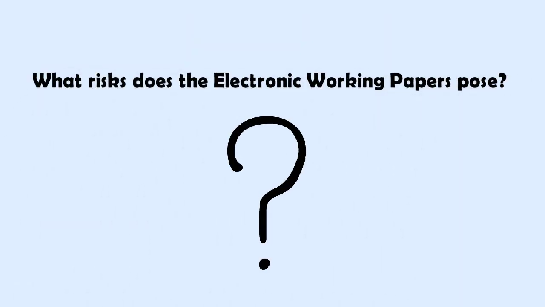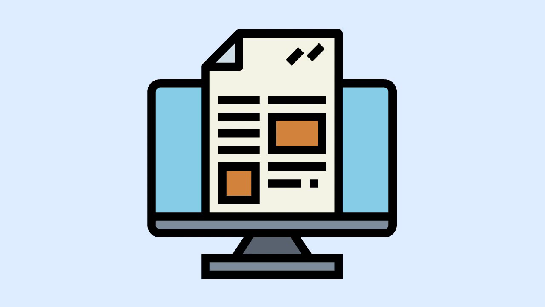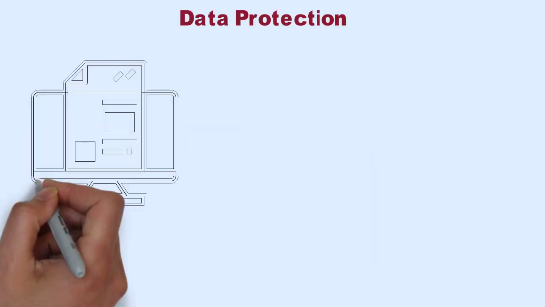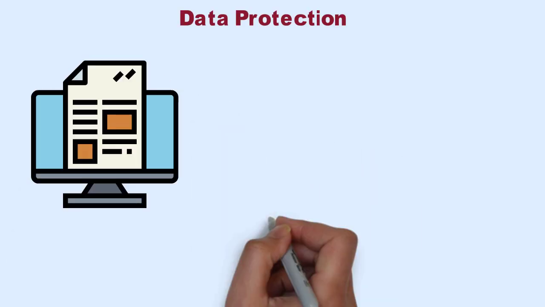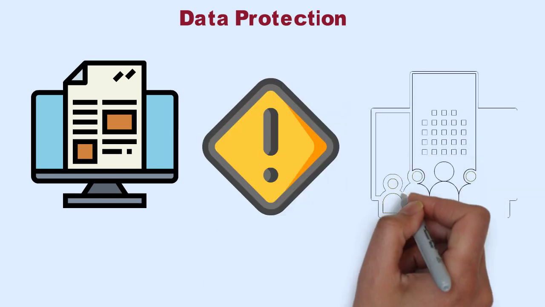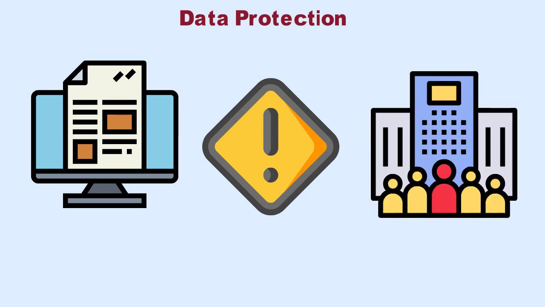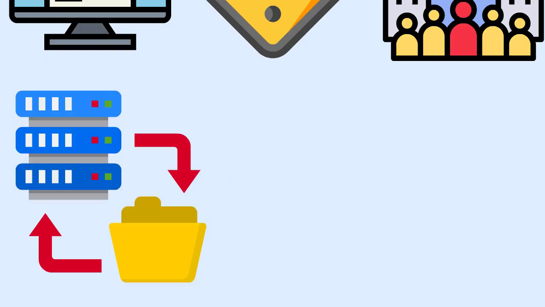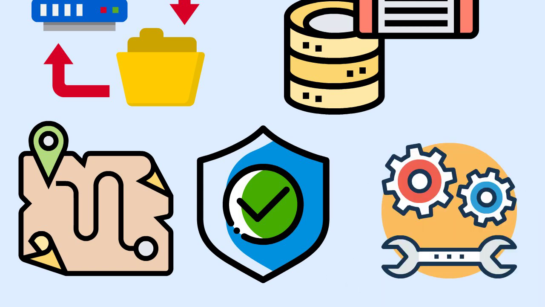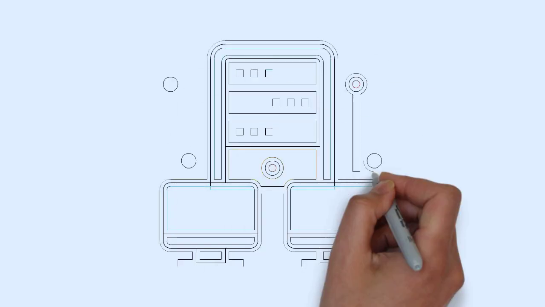What risk do electronic working papers pose? Electronic working papers present specific security related issues. Data protection: electronically stored information is always at risk of being irretrievably lost. Therefore, the company needs procedures for the regular and consistent backup of electronic data. These backups should be stored in an offsite location, and proper security needs to be maintained over both the backups and the original data source.